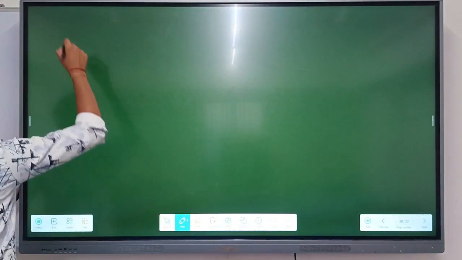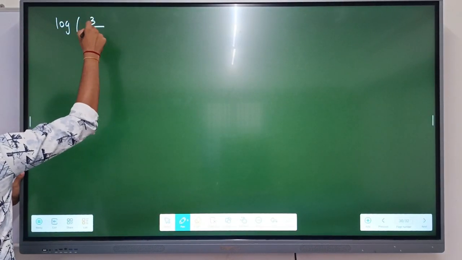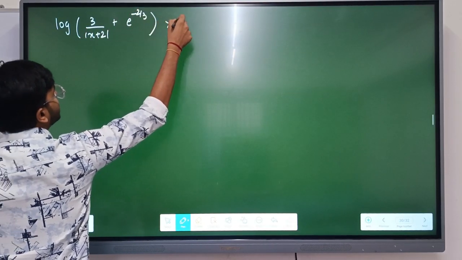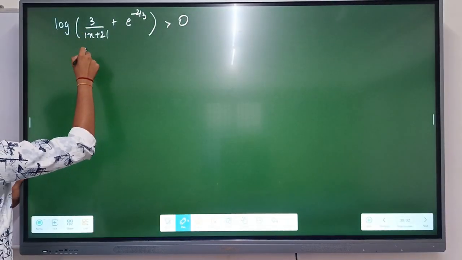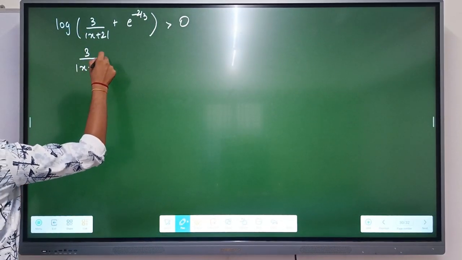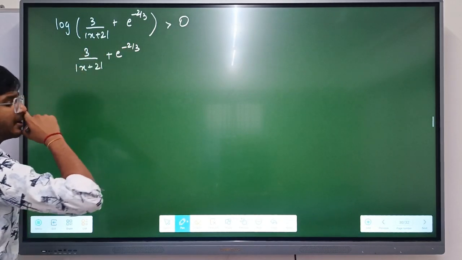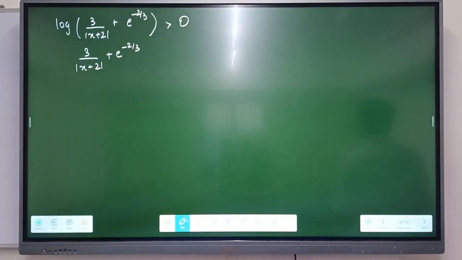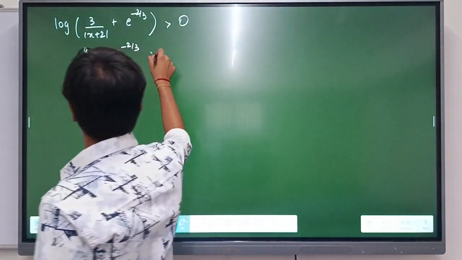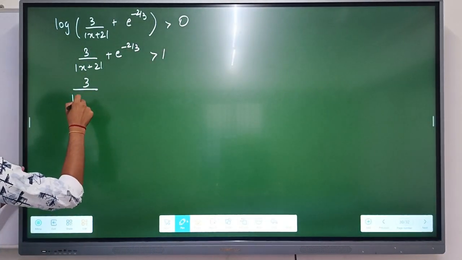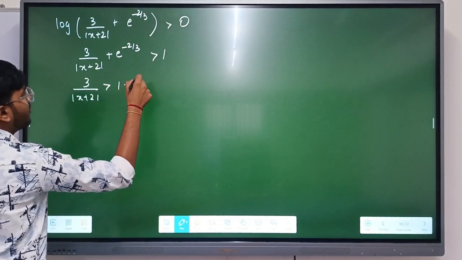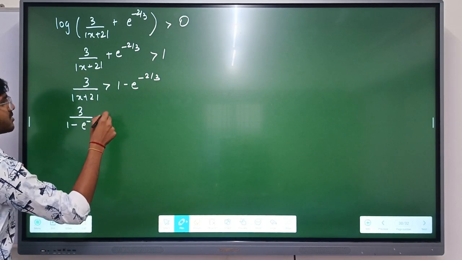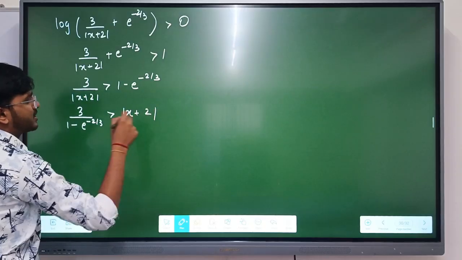So whatever is there inside the log, that is log of 3 by mod x plus 2 plus e power minus 2 by 3, should be greater than 0. So this log is positive. When is a log value positive? When the inside part is greater than 1. So 3 by mod x plus 2 should be greater than 1 minus e power minus 2 by 3. So 3 by 1 minus e power minus 2 by 3 is less than mod of x plus 2.